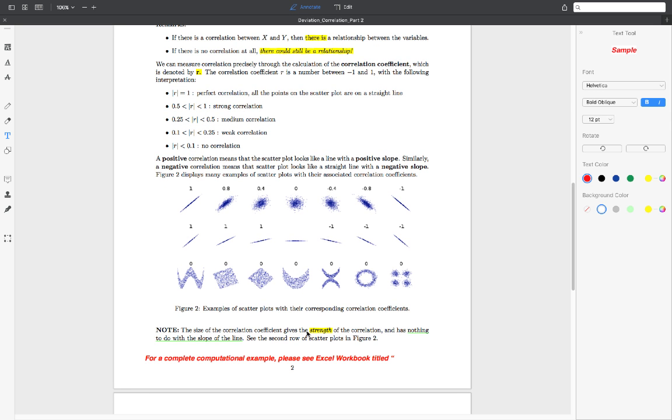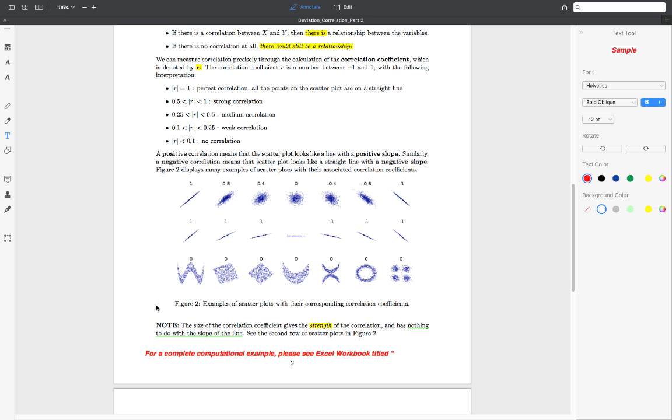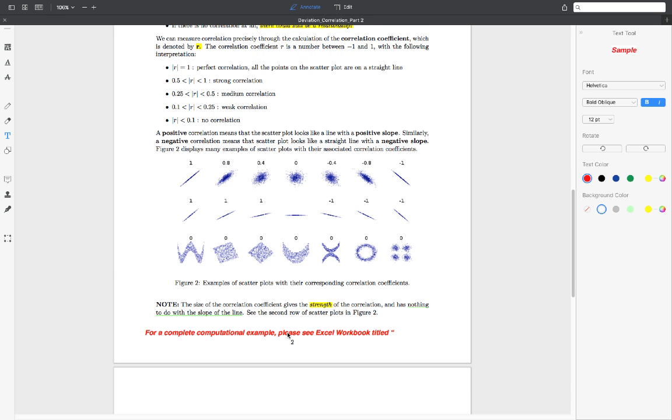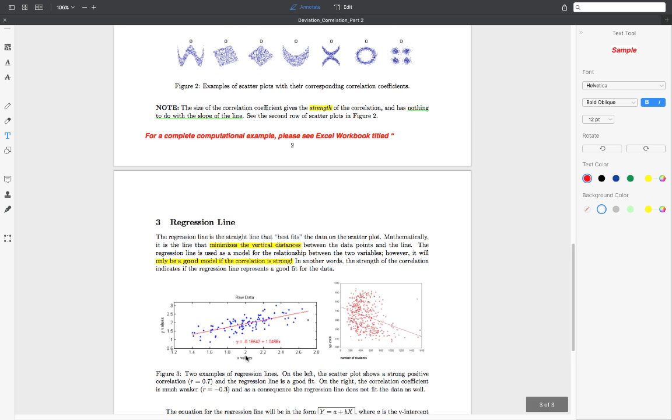The size of the correlation coefficient gives the strength of the correlation, and has nothing to do with the slope of the line. This slope would be greater than this slope, but they're still both perfect correlations. For a complete computational example, see the Excel workbook that I haven't titled yet. It'll be on Blackboard.